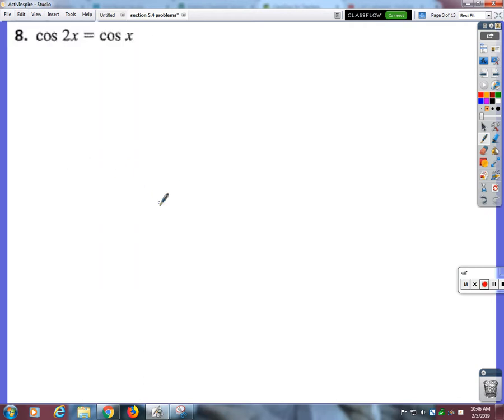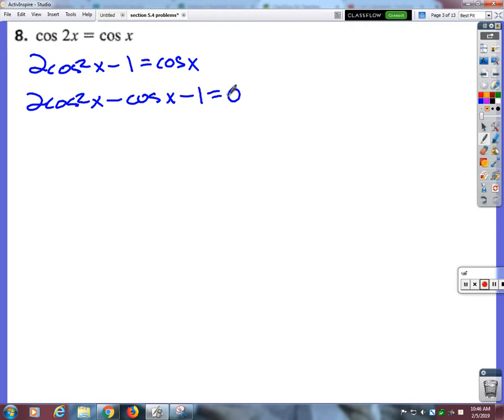Okay, what do you want to use for cosine 2x? To try the cosine thing again? Worked so well last time. Yeah, so let's go 2 cosine squared x minus 1 equals cosine x. How do you like that?